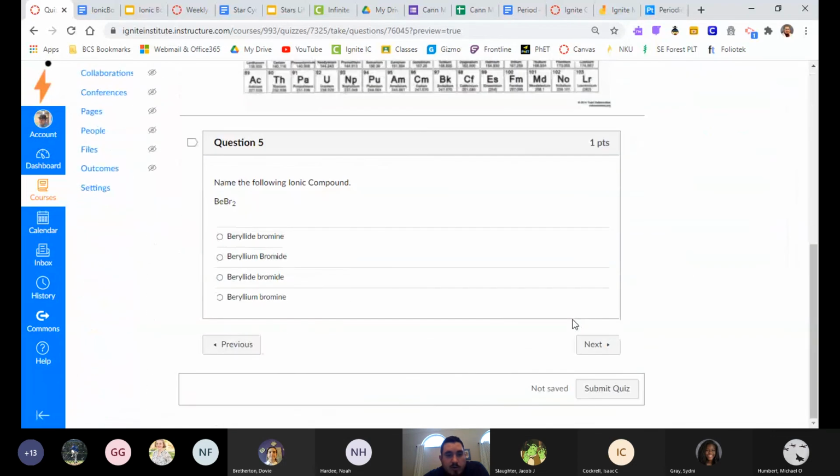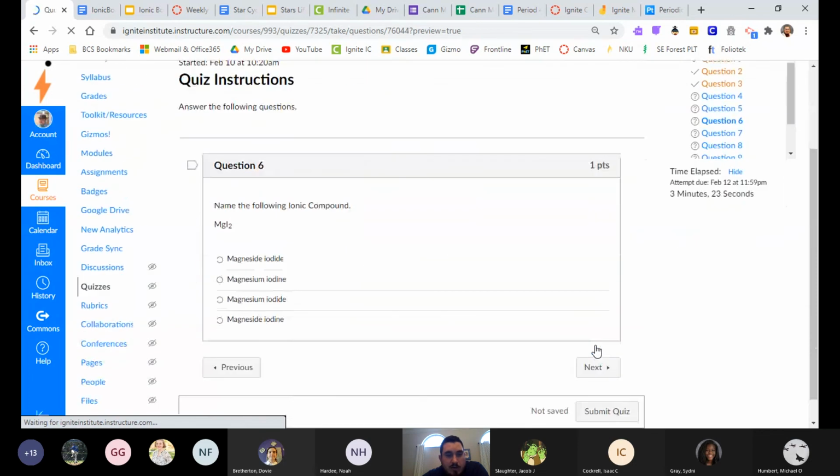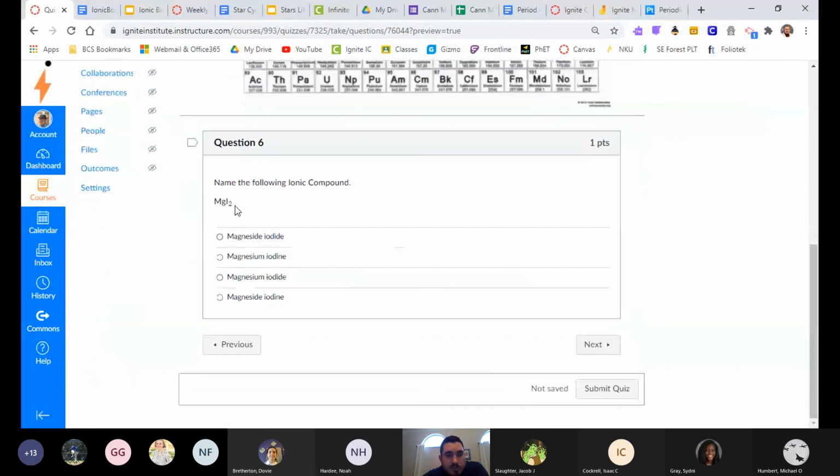All right, so what is the name of this? So remember the first element, there's no change. That's beryllium. So we can already eliminate A and C, okay? It's just beryllium. There's no change on the first one. The second one is going to get changed to ide. So we need to look for an ide. So it's got to be B or C here for ide. Again, it's not berylliide, bromide. It's just beryllium bromide. Again, for the name, the first element comes first, and then the second element ends in ide.